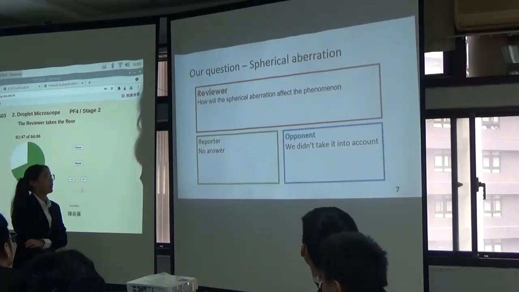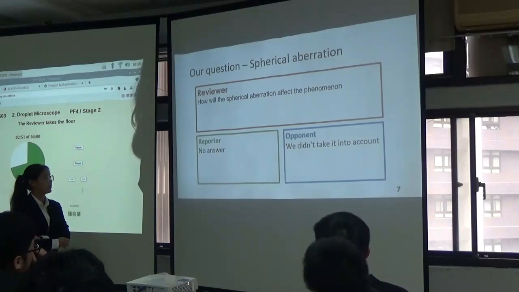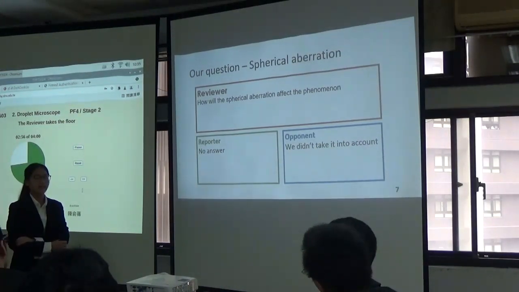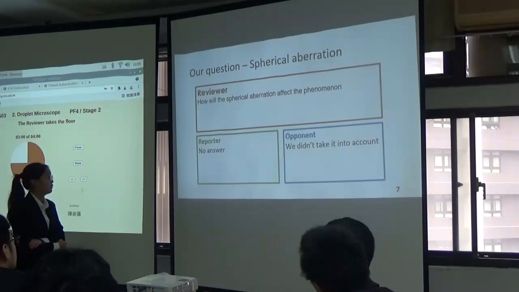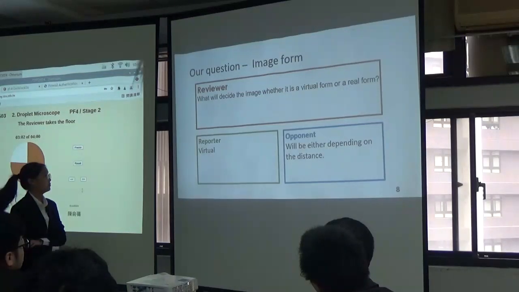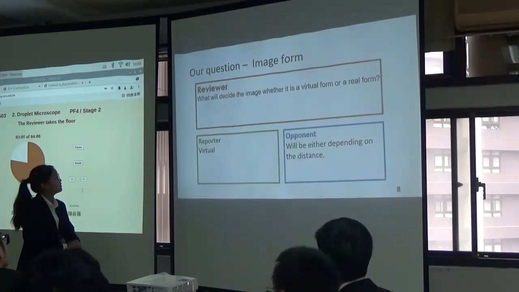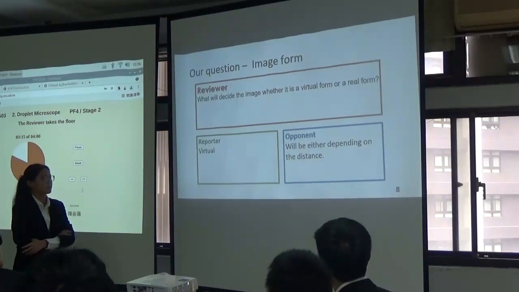And for our question, I asked about the spherical aberration. How will the spherical aberration affect the phenomenon? The reporter didn't answer, and the opponent said that it will affect, but they didn't explain how it will affect. And the next question is the image form. The reviewer asked what will decide whether the image is a virtual or a real form. The reporter didn't answer, but the opponent said that it will depend on the distance, and the reviewer agreed with the opponent.